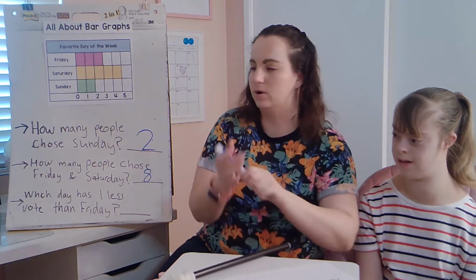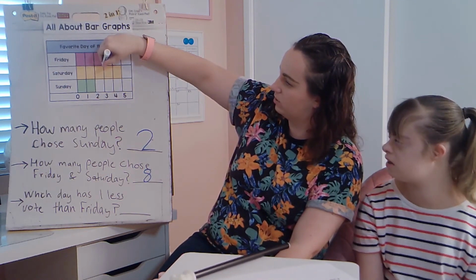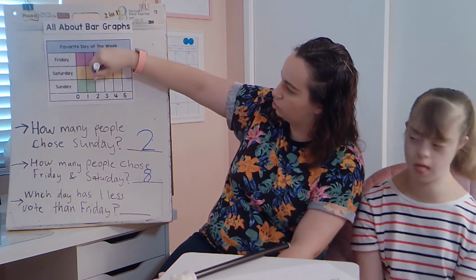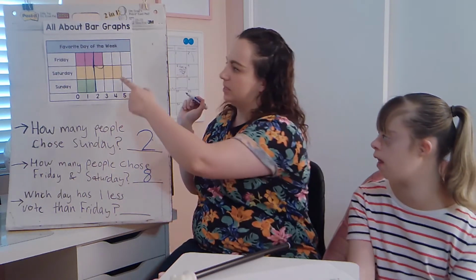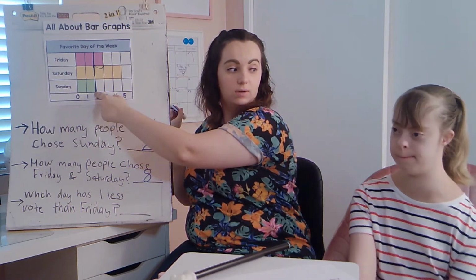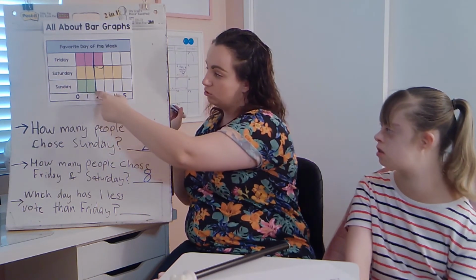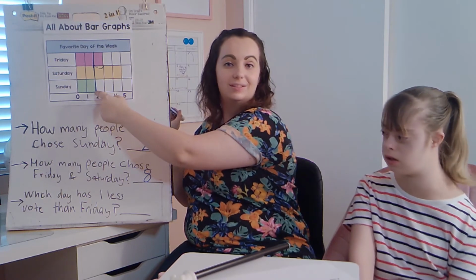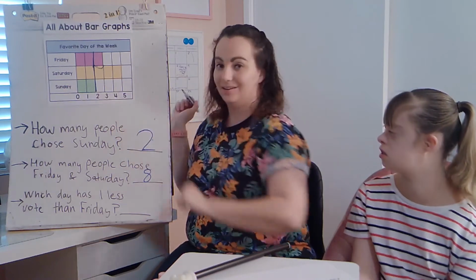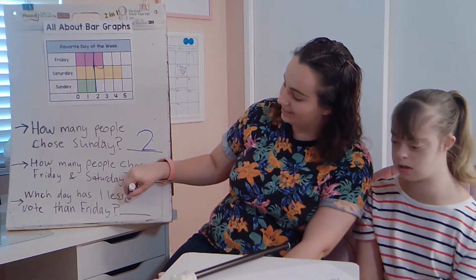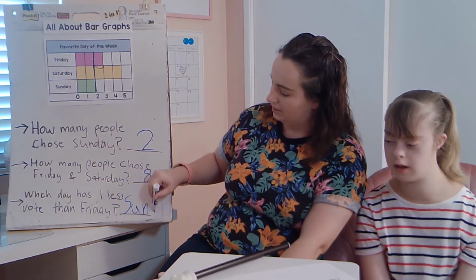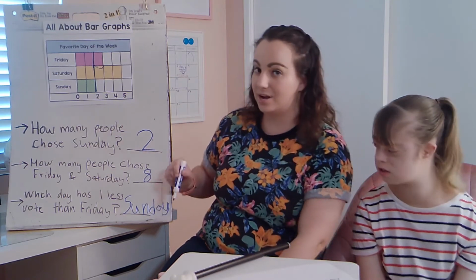I'll even draw it. Maybe that'll help us. There's Friday with 3 votes. Which one has 1 less? Which day has only 2 votes? Is it Saturday or Sunday that only has 2 votes? Which one only goes to 2 right here? That's Sunday. So down here we would write Sunday, using the chart to help us spell if we need to. Sunday. Very good.